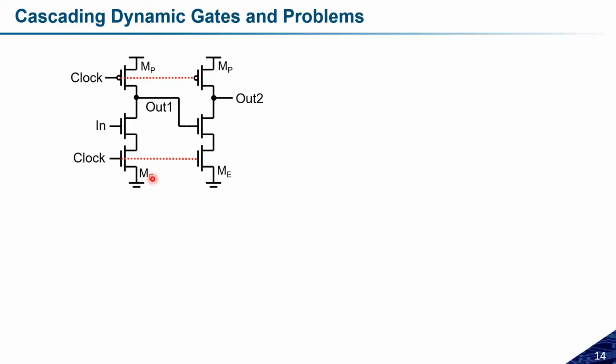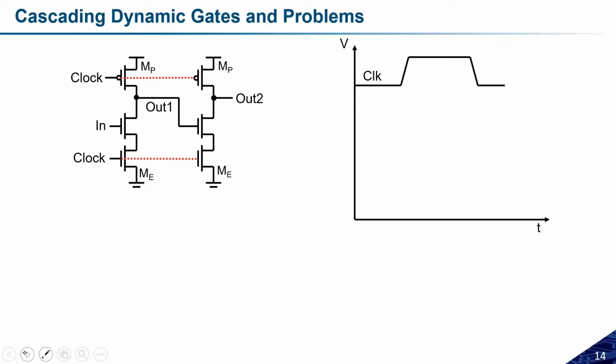This is one dynamic inverter, and this is another dynamic inverter. The clocks of both dynamic inverters are controlled with the same clock pulse, and the output of the first one is connected to the input of the second one. So we have cascaded them. Now let us see what kind of problem this circuit can offer. Suppose I have a clock something like this. Initially the clock was at 0, so it is charging the dynamic nodes.